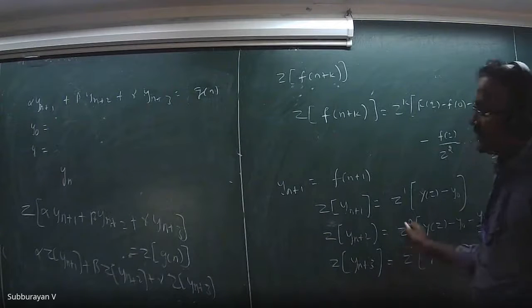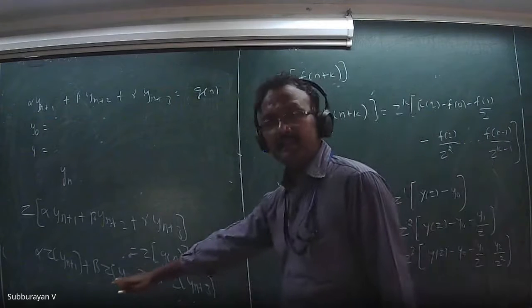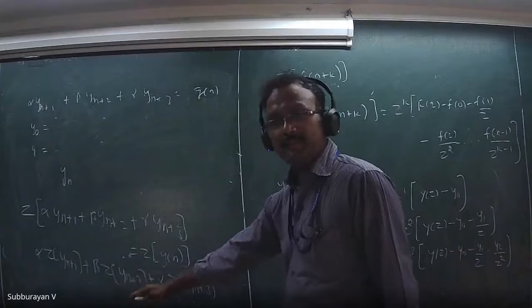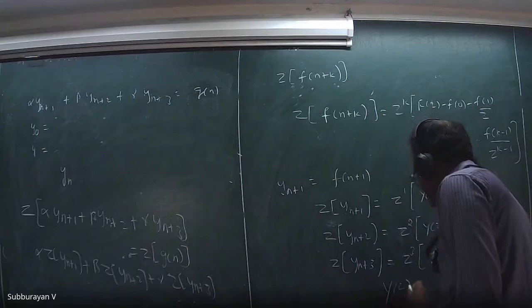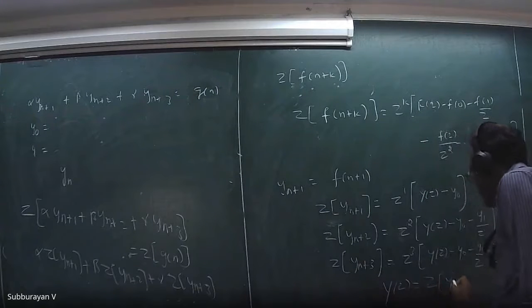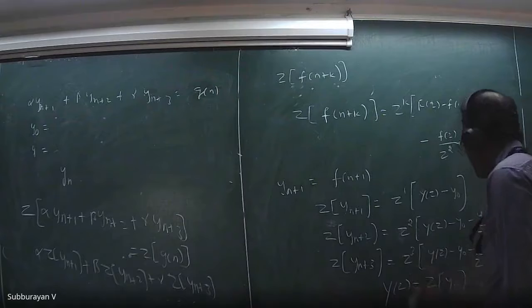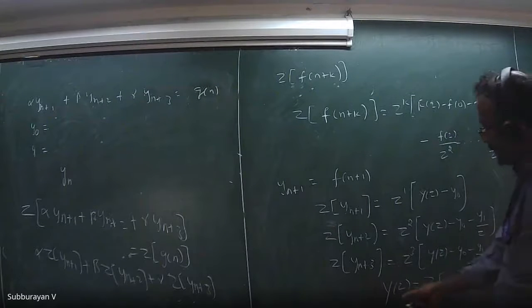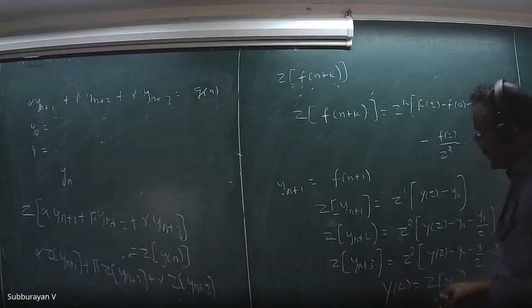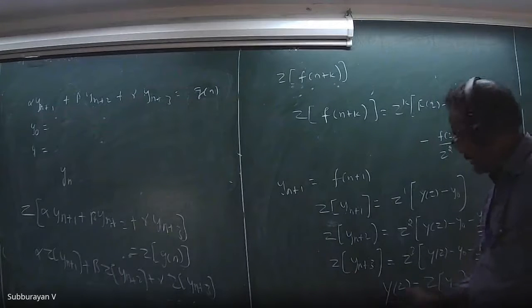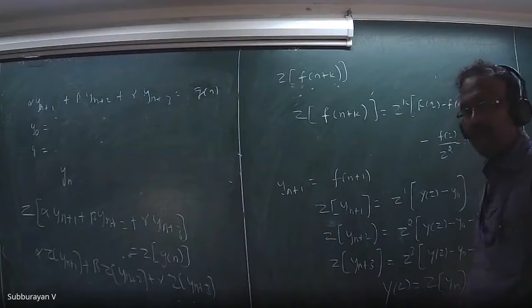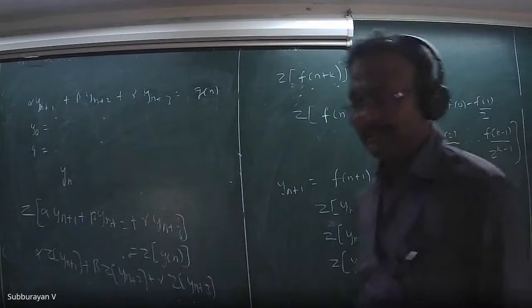You plug these expressions into your equation. Here Y(z) is nothing but the z transform of y(n). If you know what Y(z) is, then you can apply the inverse z transform to Y(z), which gives the small y(n). This is the idea.